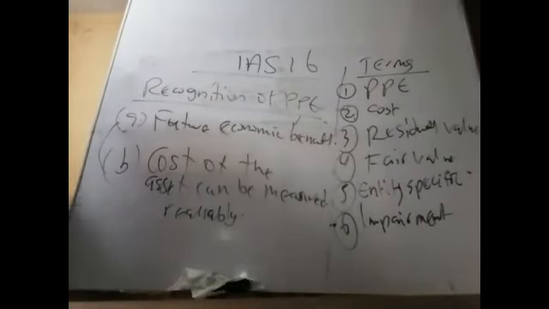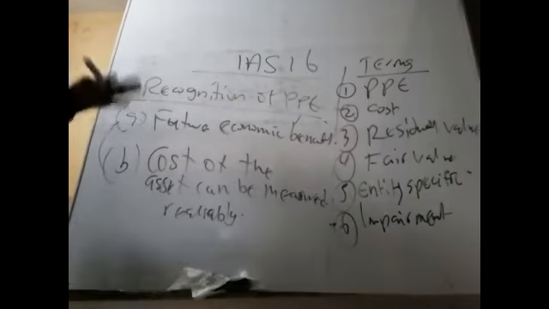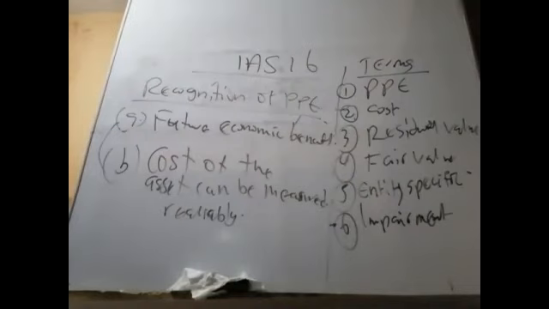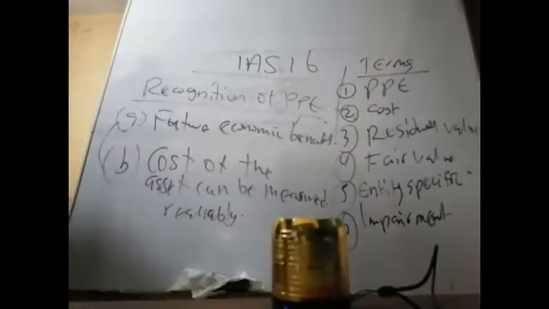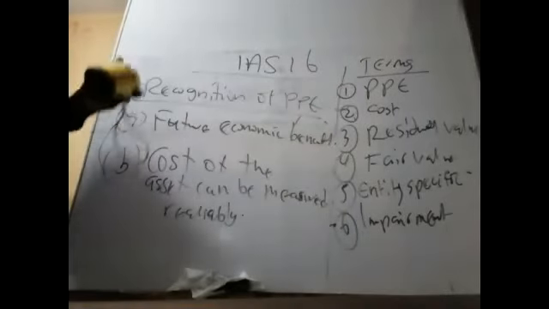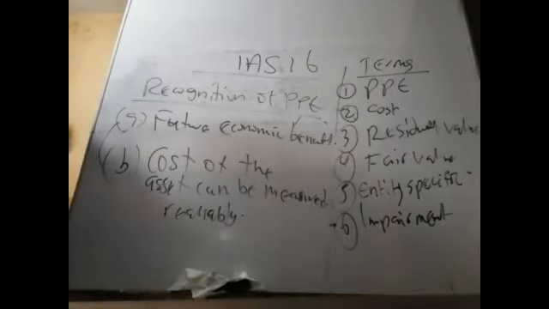Now let's look at the cost of the asset. The cost of the asset can be measured reliably. Here you are saying that before you can record any asset in the books, make sure that you can determine the value accurately. For instance, some assets you cannot determine the value of reliably, so you should not include them in your PPE.